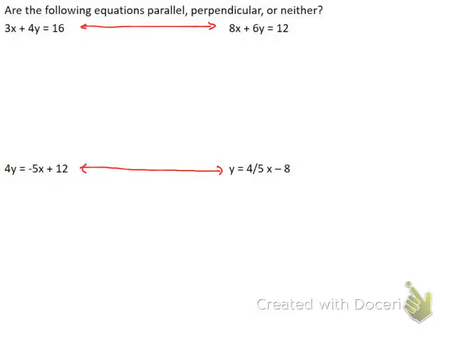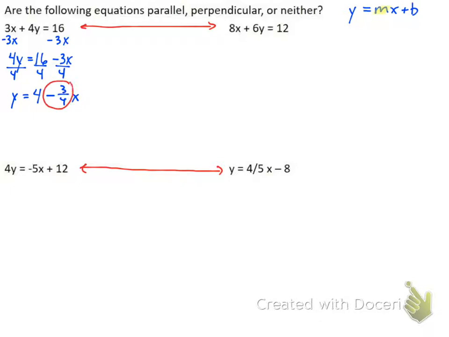And so to do this, to find a slope, what I can do is just get my y by itself, because I know that if I get it to y equals mx plus b, the number in front of the x is going to end up being my slope. So with these, I'm going to subtract the 3x over to the other side. Get 4y is equal to 16 minus 3x and then divide everything by 4. So I get y is equal to 4 minus 3/4 x. And so I would know that this is my slope, negative 3/4.